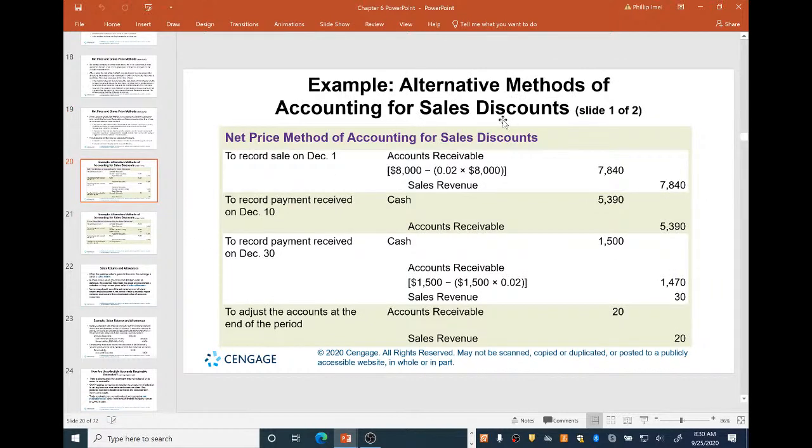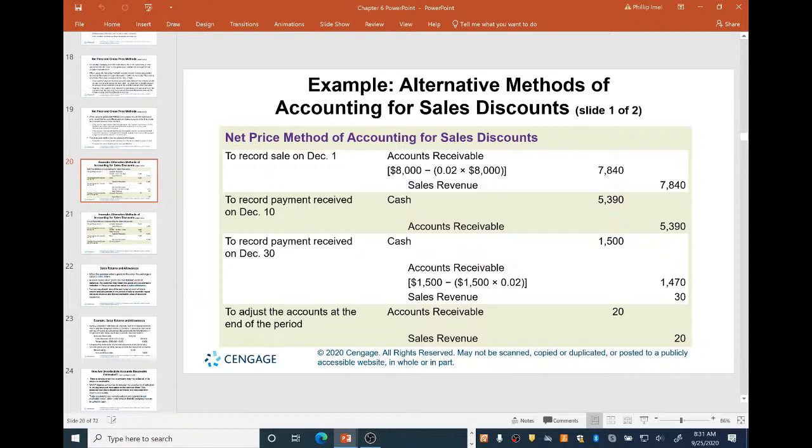Alternative methods of accounting for sales discounts. This is the net price method. So we're actually recording it at a net amount now, so net of the discounts. To record the sale on December 1st, we can see here, this is the accounts receivable. Say it's $8,000 was the gross amount, and it's a 2% discount. So obviously we just back out 2% of 8,000, right? That's all this formula is showing here. 8,000 minus 2% of 8,000. And that's going to give us $7,840. So that's our AR, and then sales revenue.